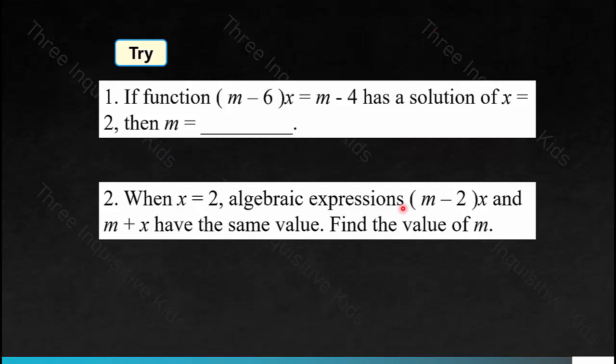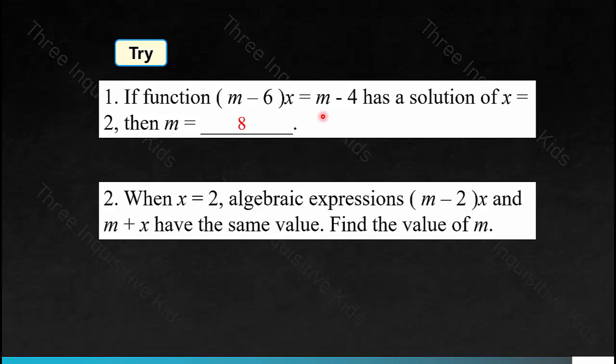If the equation m minus 6x is equal to m minus 4 has a solution of x is equal to 2, then m is equal to, well, first we substitute x as 2 into this equation. So 2m minus 12 is equal to m minus 4. So we get 8. When x is equal to 2, the algebraic expressions m minus 2x and m plus x have the same value. Find the value of m.